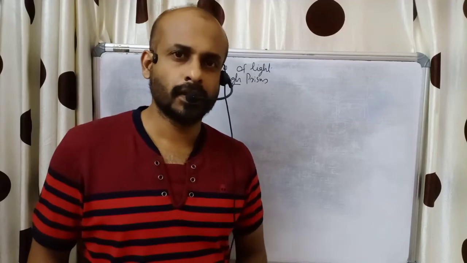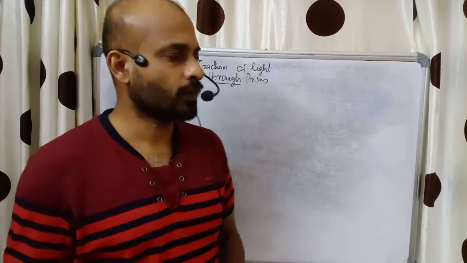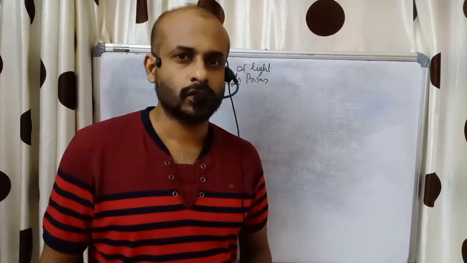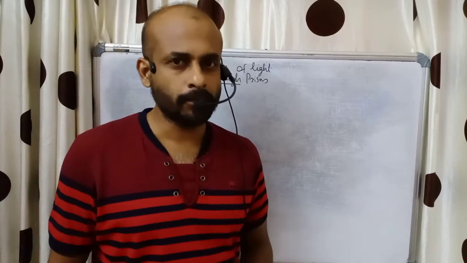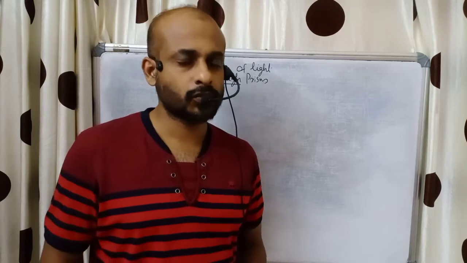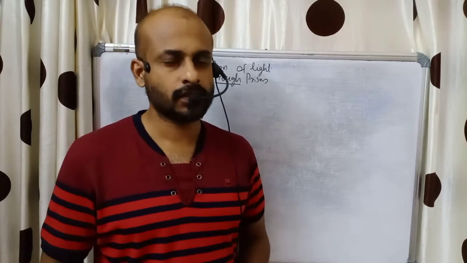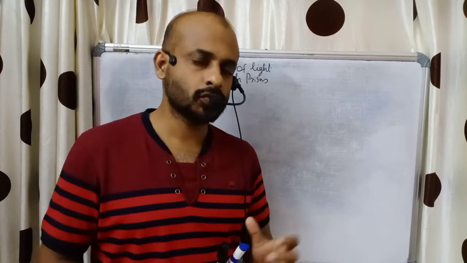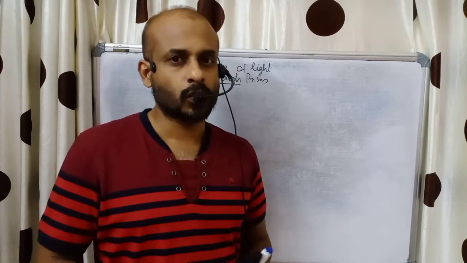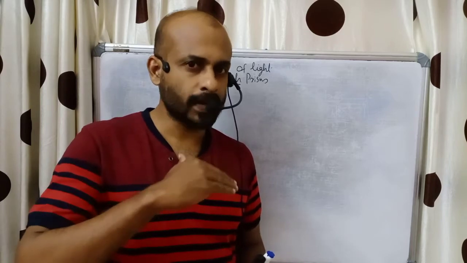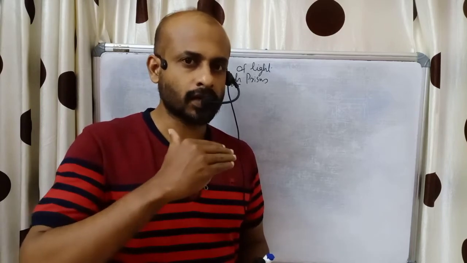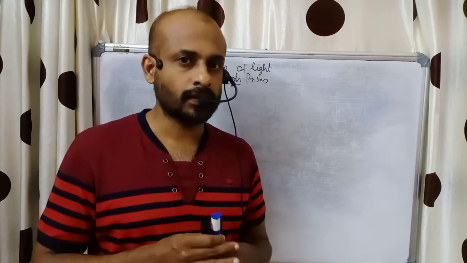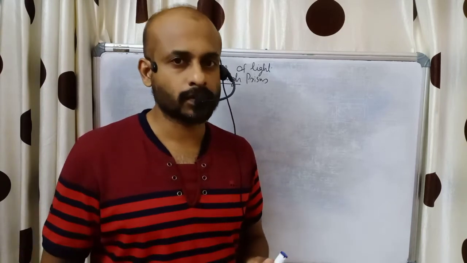Hi everybody. Today our topic is refraction of light through a prism. So already you know what is meant by prism. A prism has two refracting surfaces. Actually it is having three rectangular faces and two triangular faces. One of the rectangular faces we will consider as a base, and the other two rectangular faces are inclined to each other at an angle, and that angle of inclination is called the angle of the prism.